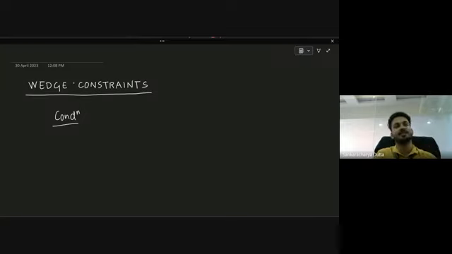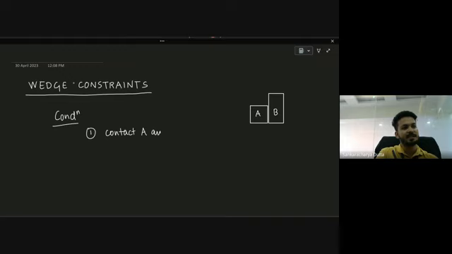These are the common conditions that we work with. The first condition is that whenever we are doing constraint problems which involve two bodies, let me make these two bodies here, A and B. The first thing is that in the question it is mentioned that the contact between A and B is usually not lost. The contact between A and B is not lost. So if you're doing a wedge constraint problem, you can essentially apply the theory that I'm going to teach now.